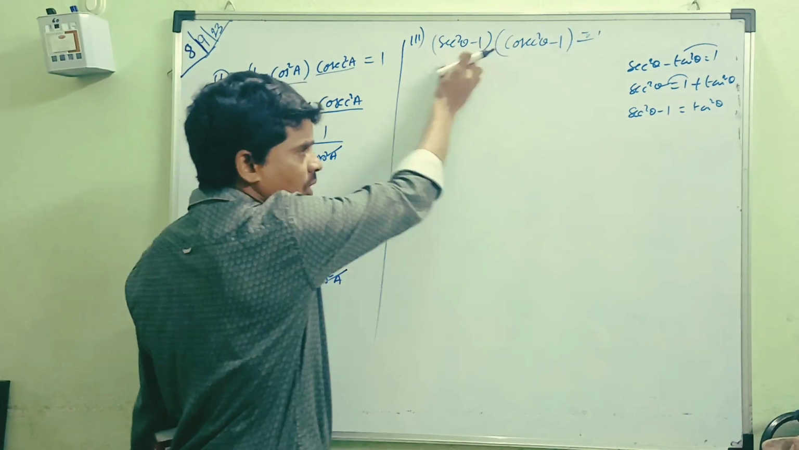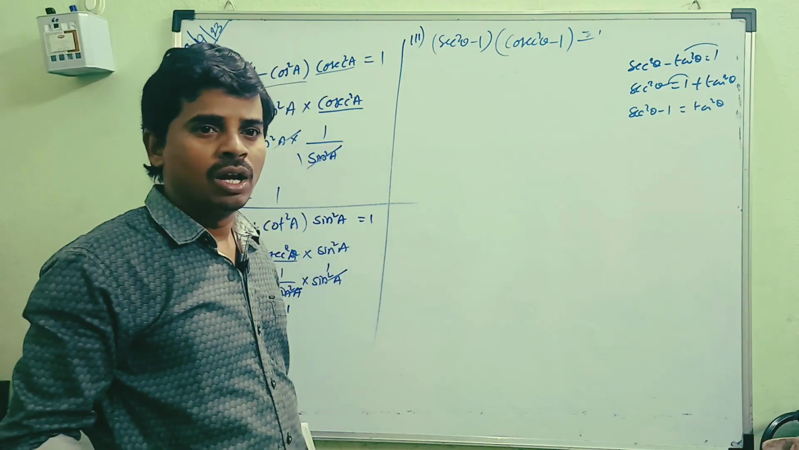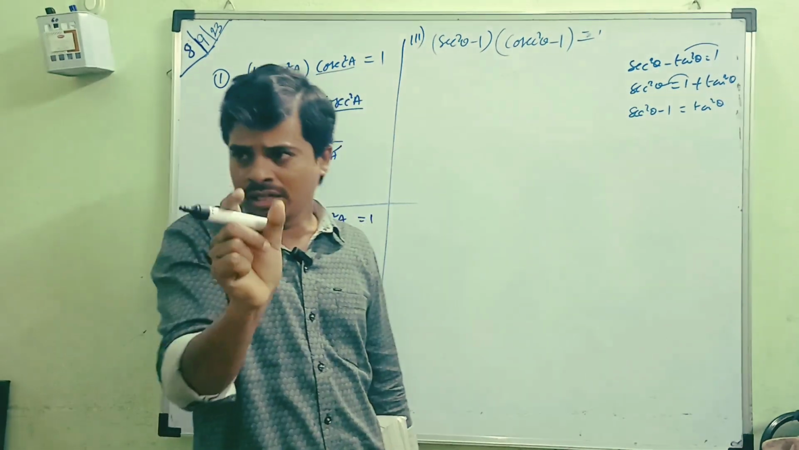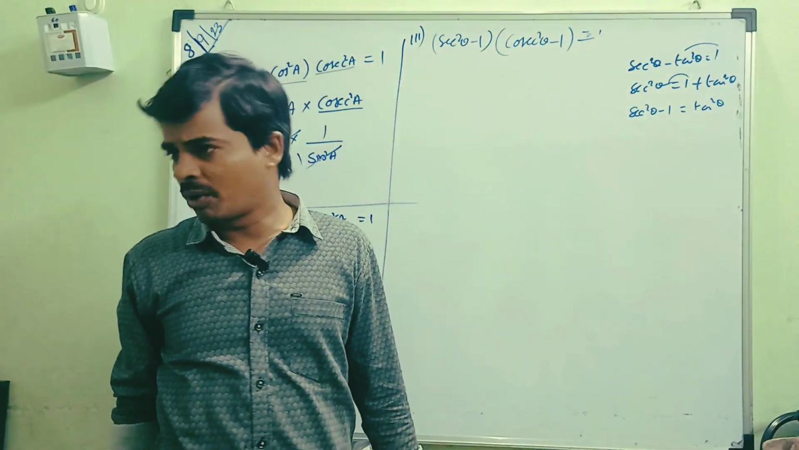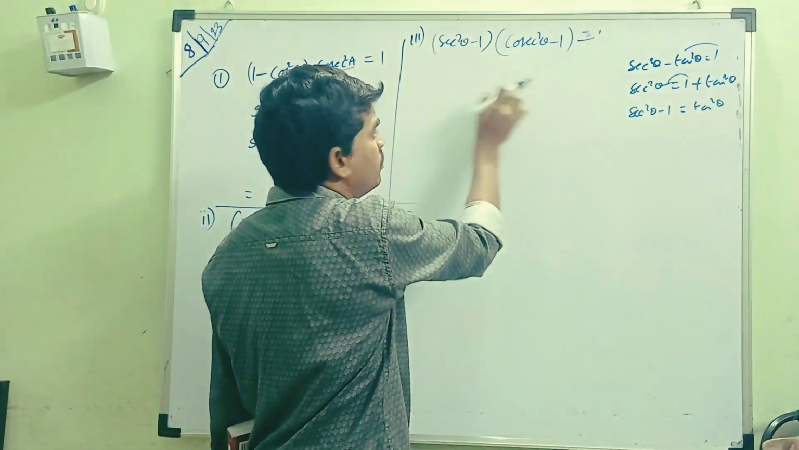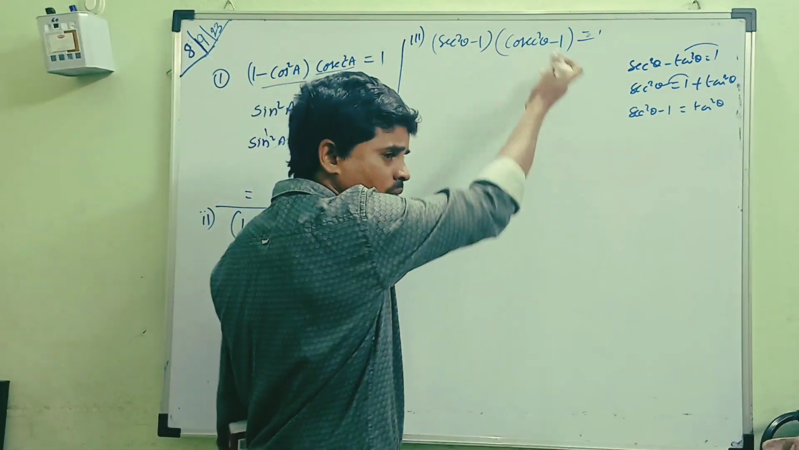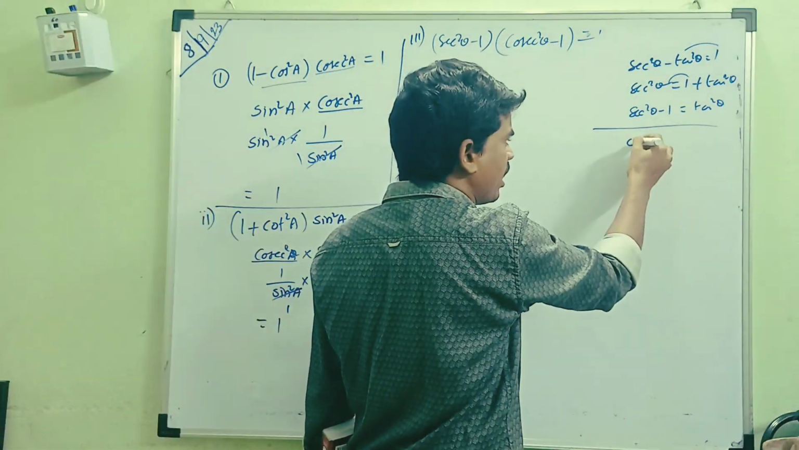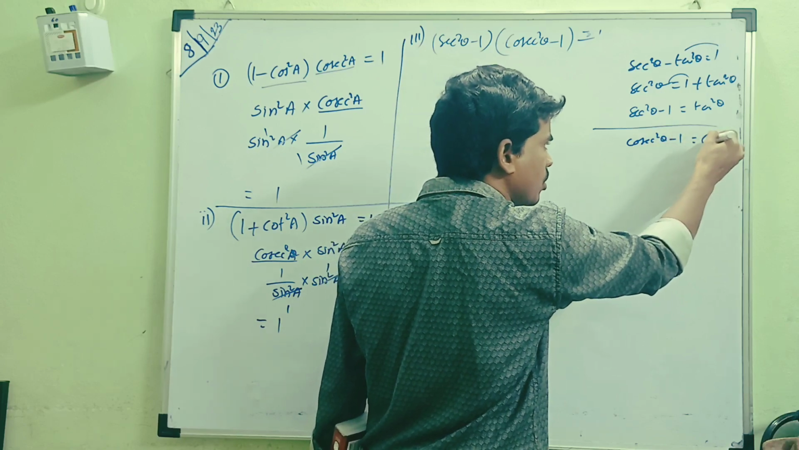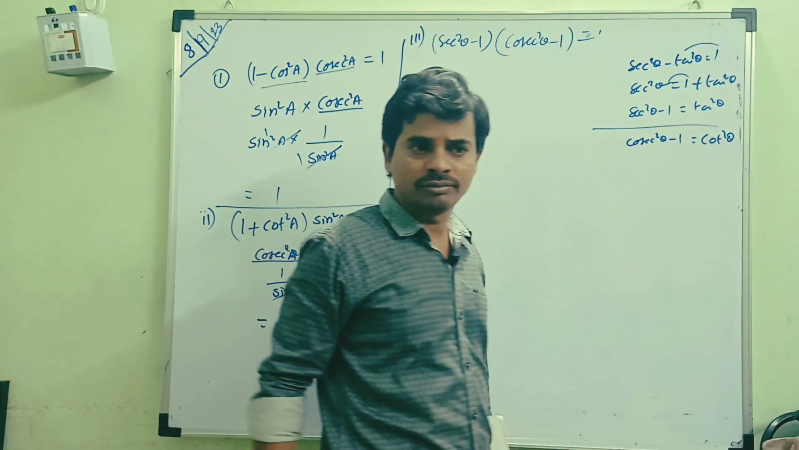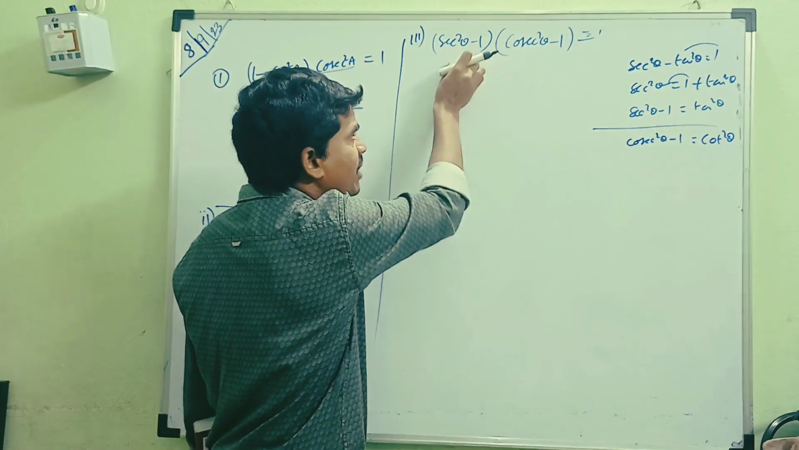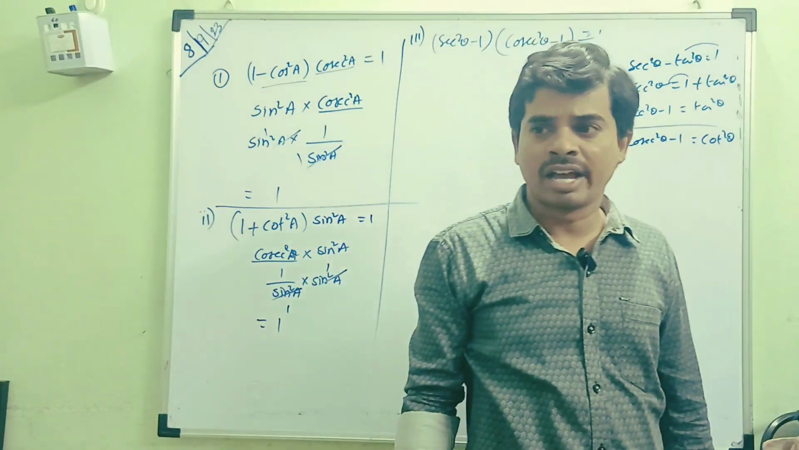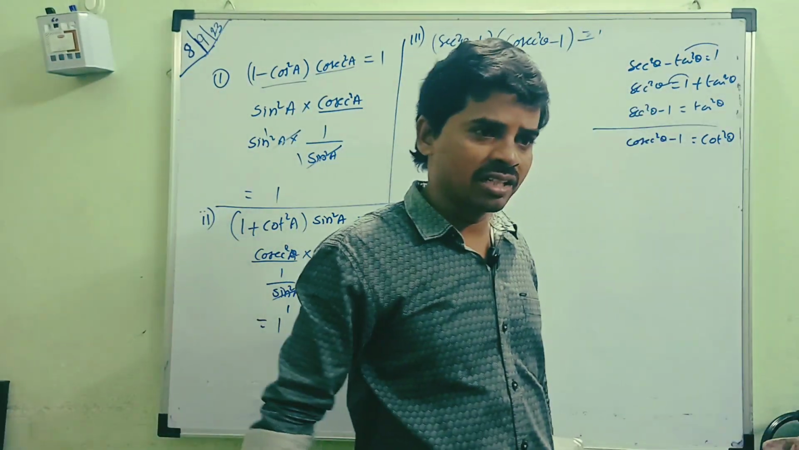Secant square theta minus 1, we can get tan square. Like the previous problem, if we replace only the one, shall we get 1? It is not possible here, because here we will get tan square, but tan square and this one cannot be cancelled. Again, cosecant square theta minus 1 also can be written from the identity as cot square theta. We will get a tan here, we will get cot here. Tan and cot are reciprocals, so they will get cancelled.